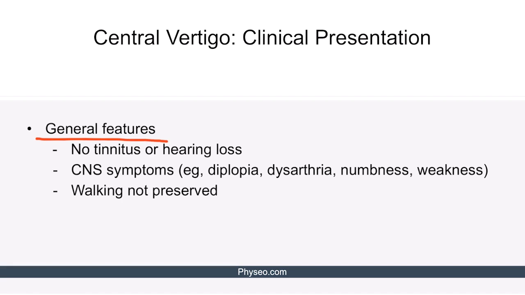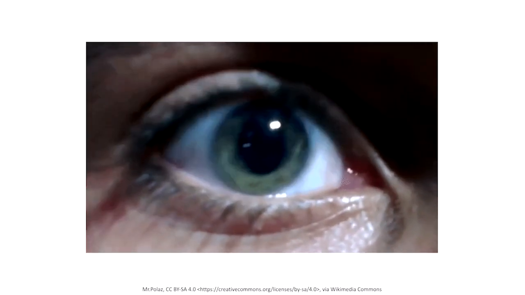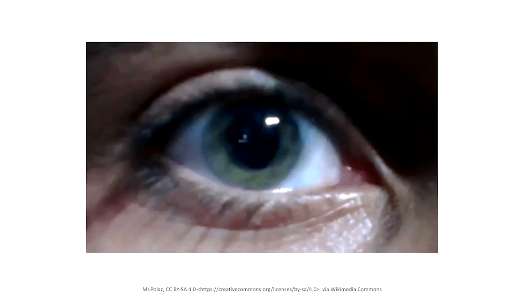Central vertigo usually has no tinnitus or hearing loss. It is accompanied by central nervous system symptoms like diplopia, dysarthria, numbness, and weakness. Finally, postural instability is so severe that walking is usually not preserved. This is a patient with nystagmus. Please note the horizontal oscillatory movement of the patient's eye.